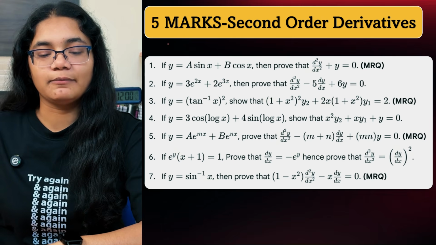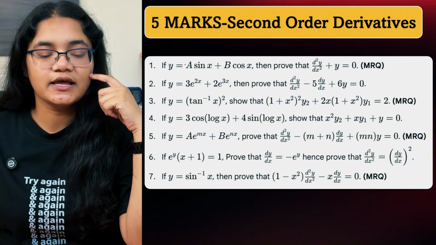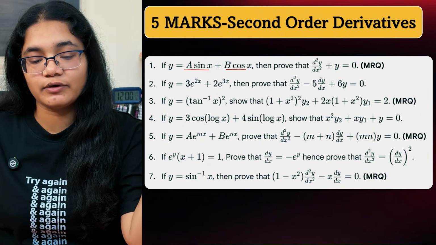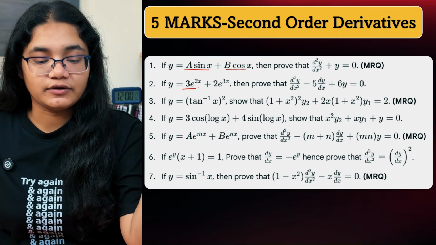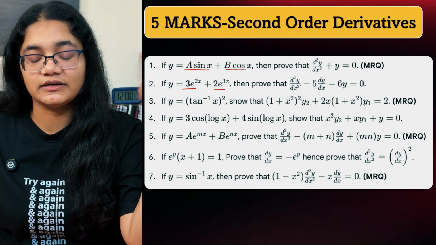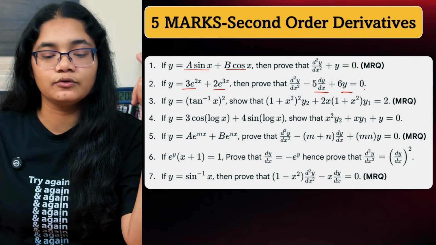Now talking about the 5-marker questions, those will mostly be on second order derivatives. So if y is equal to a sin x plus b cos x, then prove that d square y by dx square plus y is equal to 0. Next, if y is equal to 3 into e to the power of 2x plus 2 into e to the power of 3x, then prove that d square y by dx square minus 5 dy by dx plus 6y is equal to 0.